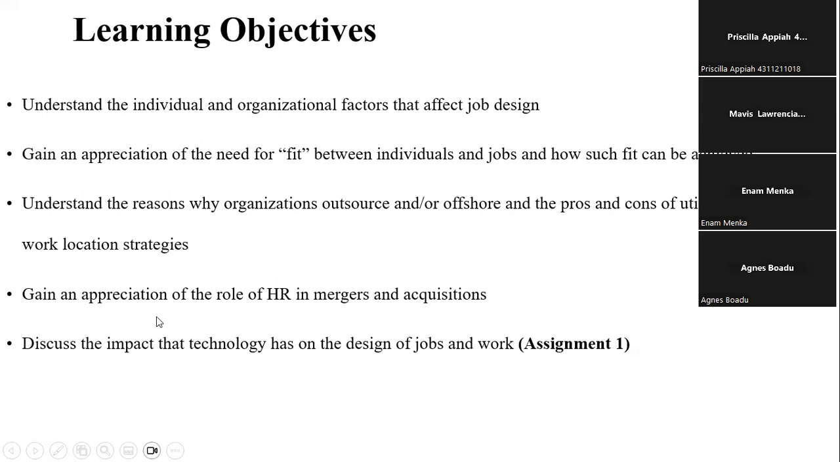The class will end with an assignment. So your first assignment will be to discuss the impact that technology is having on the design of jobs or work systems.